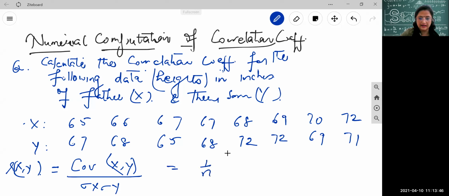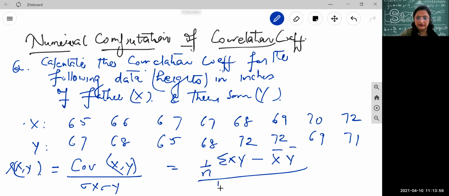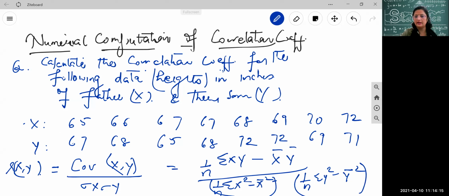What is the formula? This is 1 by n sigma xy, where n is the number of terms. How many terms are there? 1, 2, 3, 4, 5, 6, 7, 8. Sigma xy minus x bar y bar, upon the square root of 1 by n summation of x square minus x bar whole square, into 1 by n summation of y square minus y bar whole square. So this is the formula to calculate the correlation coefficient between two variables.